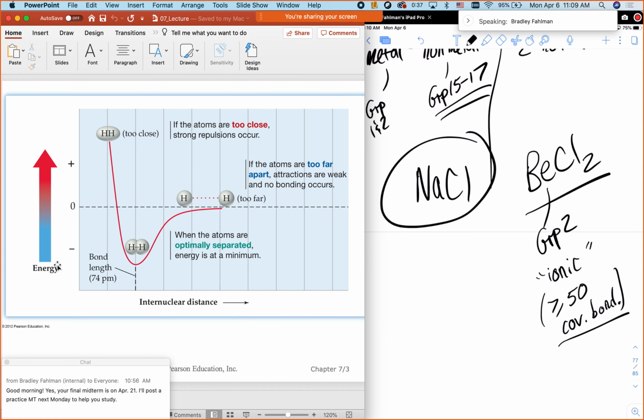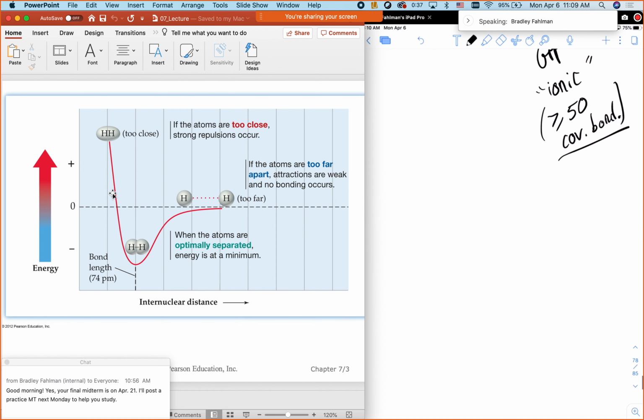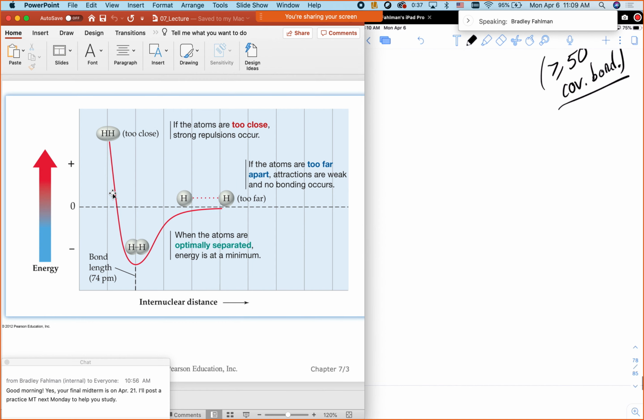We have energy going up here, and as energy goes up, we would say that it is becoming less stable. These are the two scenarios where you've got two atoms, and you can bring these closer to each other.